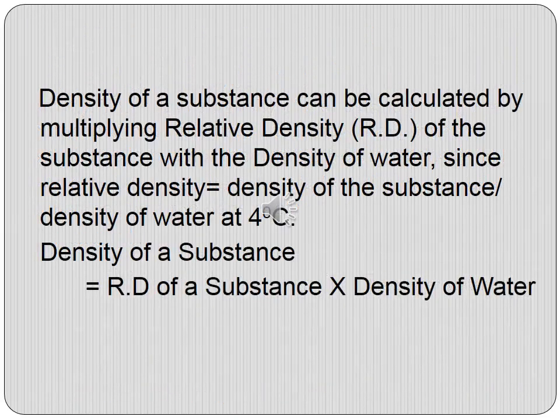Density of a substance can be calculated by multiplying the relative density of the substance with the density of water. Since relative density is equal to the density of the substance divided by the density of water at 4 degrees Celsius, the density of a substance is equal to the relative density of the substance multiplied by the density of water.